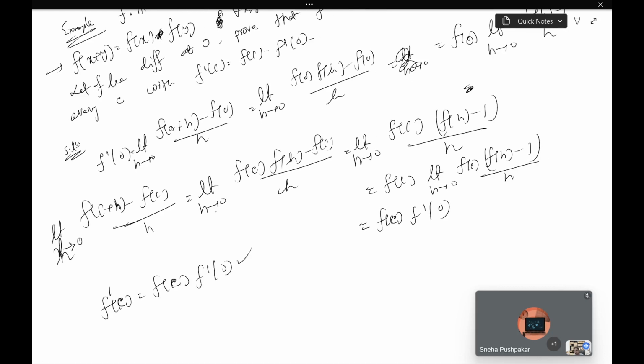So in this way we can solve this problem. So Sneha, do you understand the solution or any confusion in the solution? Please let me know. Yes, sir. Got it.